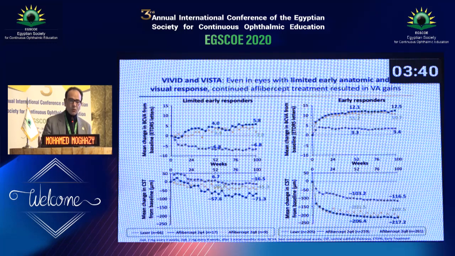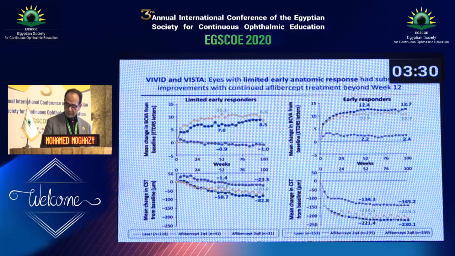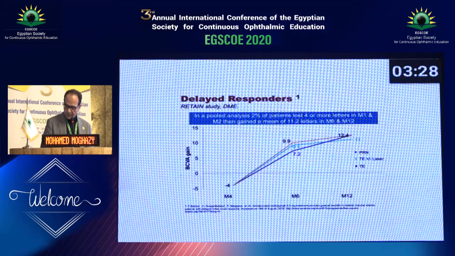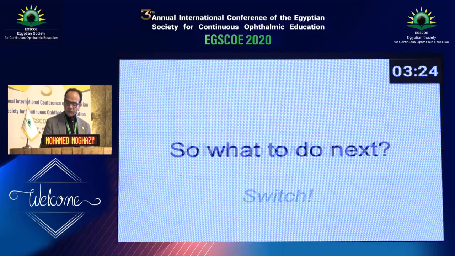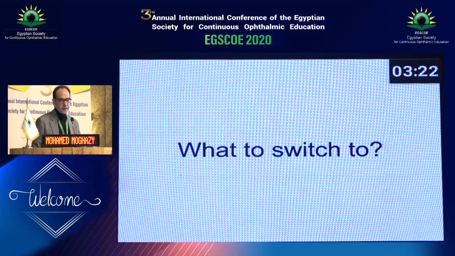Well, it's up to your own judgment. However, usually I don't prolong the injection of anti-VEGF more than 6 injections, and then I think I have to switch. So what to do next? I think we have to switch. What to switch to? This is again the $1 million question.